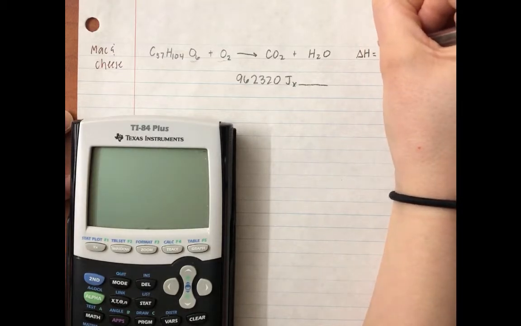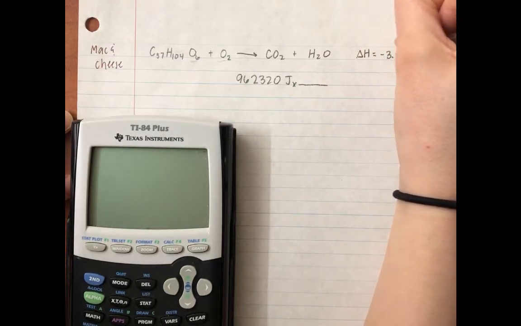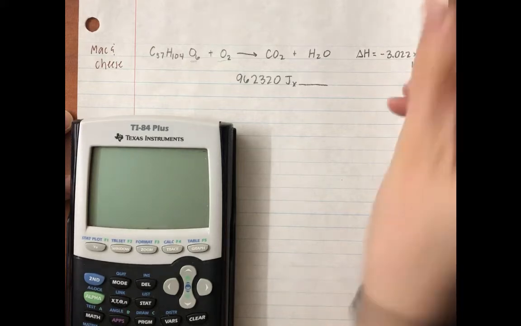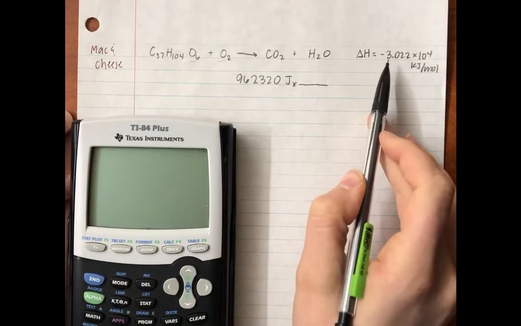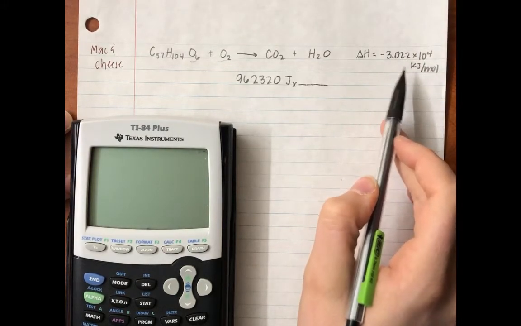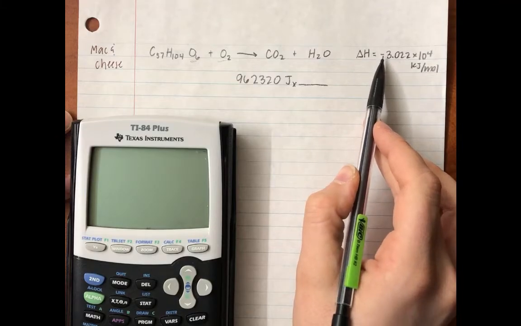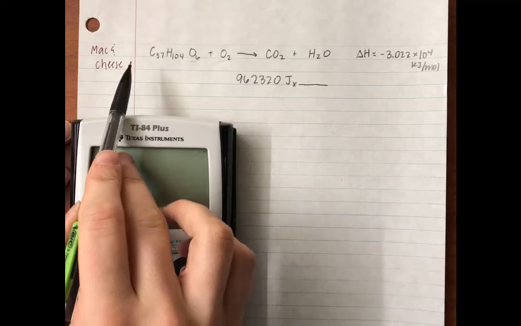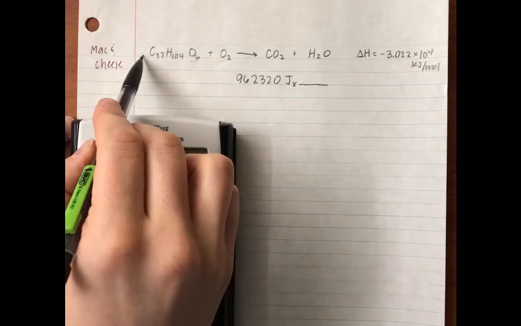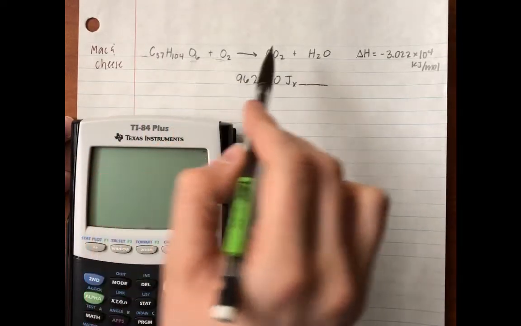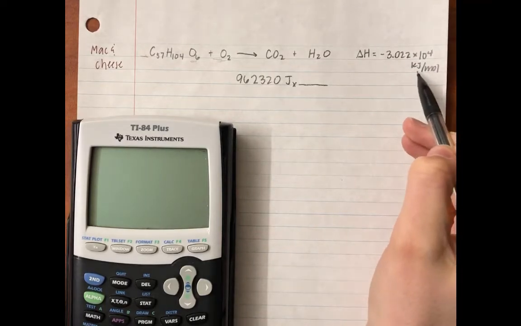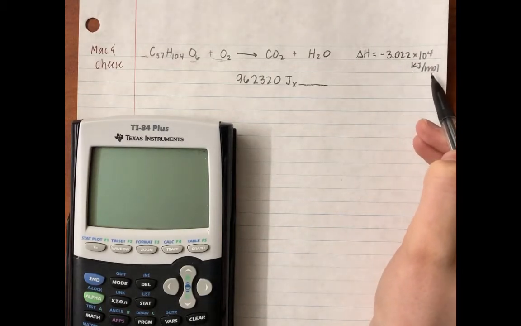It says the delta H is negative 3.022 times 10 to the 4th kilojoules per mole. So that means that 3.022 times 10 to the 4th kilojoules of heat is released, because it's negative, per 1 mole of reaction, which means that that matches up with every coefficient in the balanced equation. So this delta H is how I go between heat and moles.